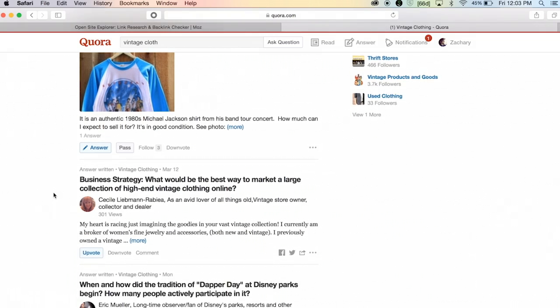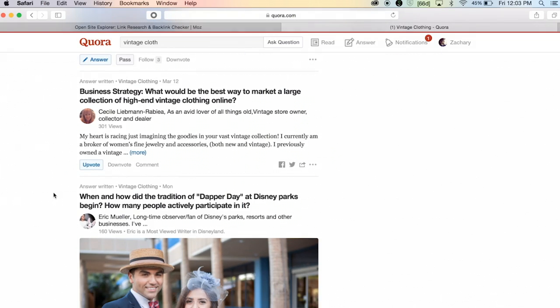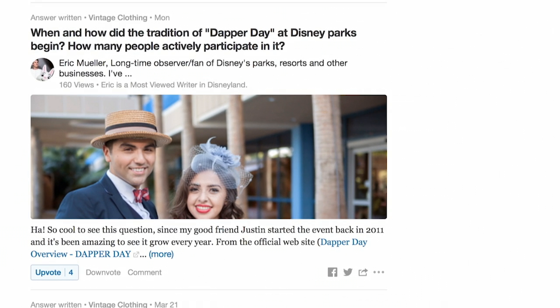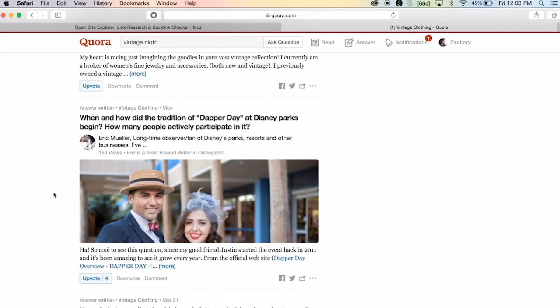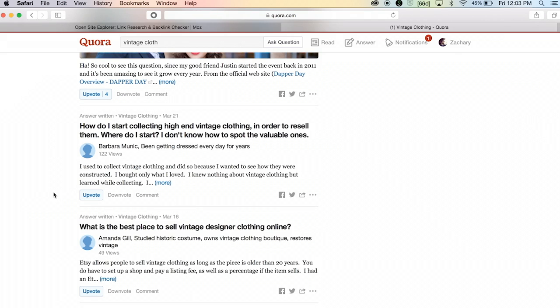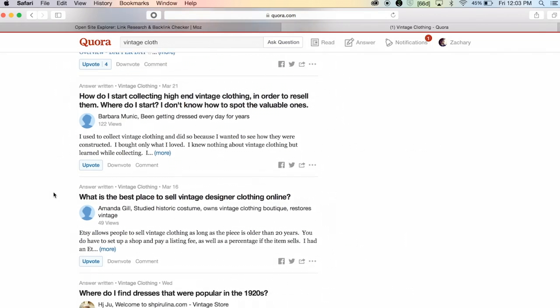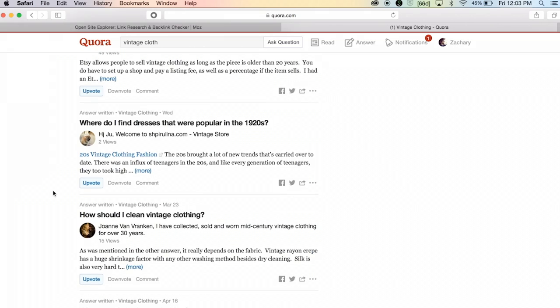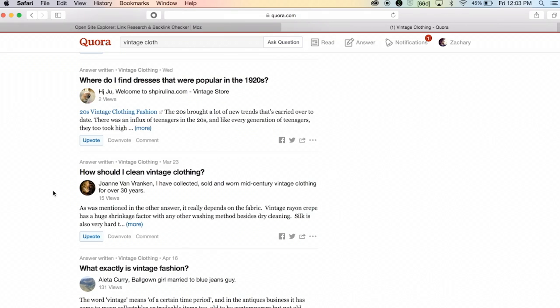Someone's asking, where can I sell a vintage t-shirt in New York? Oh, here's one. When and how did the tradition of Dapper Day at Disney parks begin? So I have no idea what Dapper Day is, but maybe I could write a post about it because it sounds kind of fun and interesting. So you get the point here. It's just a gold mine for unique, interesting content because you can essentially just take their question and answer it.